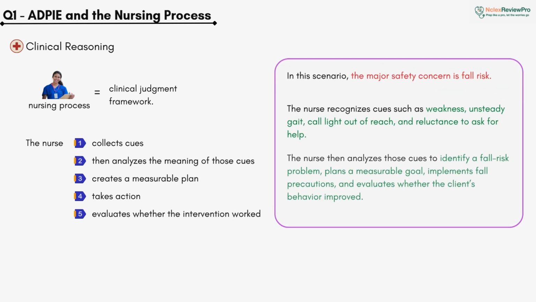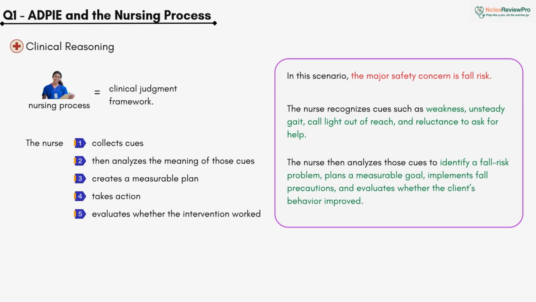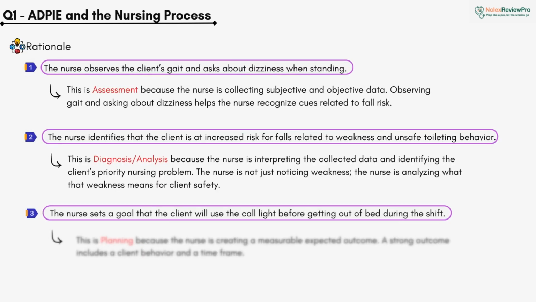In this scenario, the main concern is safety, specifically fall risk. The client has weakness, unsteady gait, the call light is out of reach, and the client does not want to ask for help with toileting. Those are the cues. The nurse must recognize those cues, analyze the fall risk, plan an outcome, implement safety measures, and then evaluate whether the client is actually using the call light before standing. Now let's go row by row.